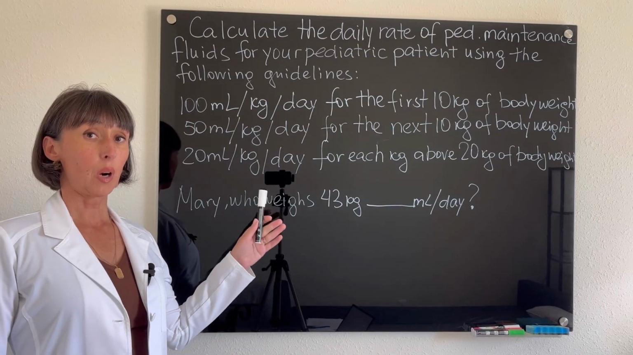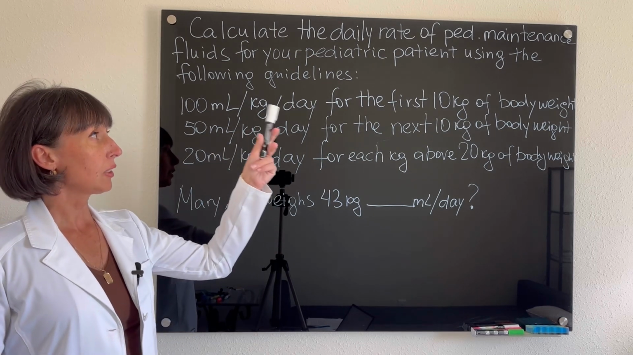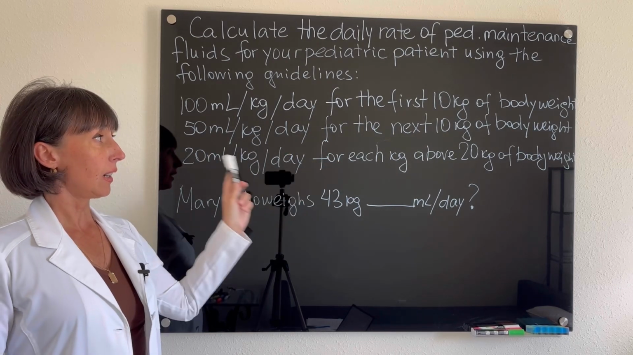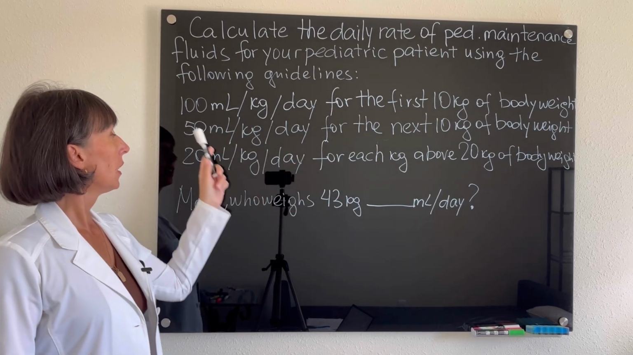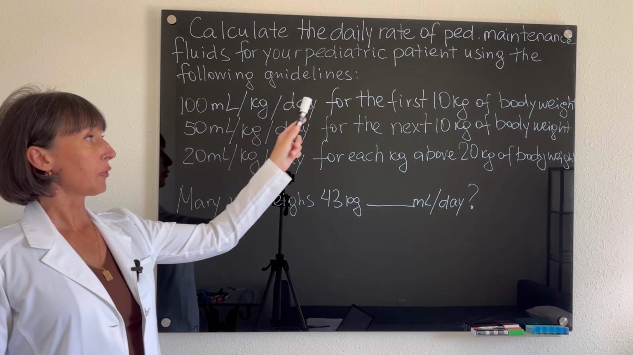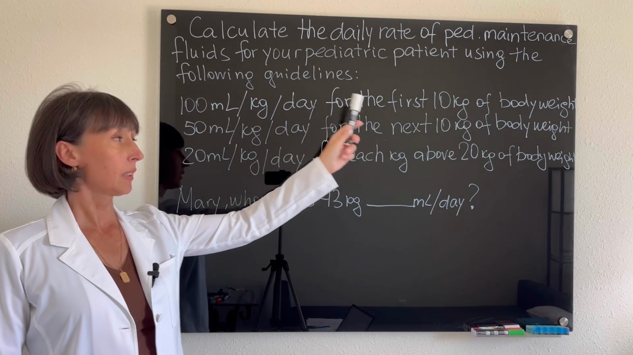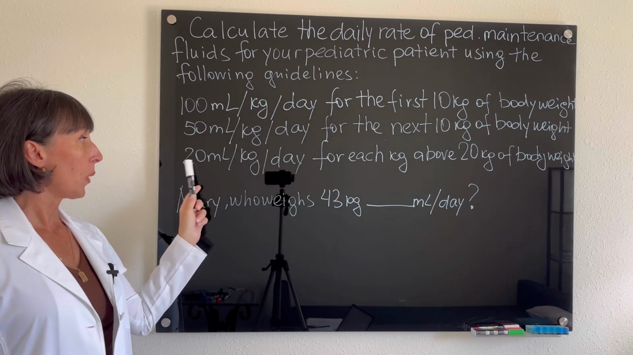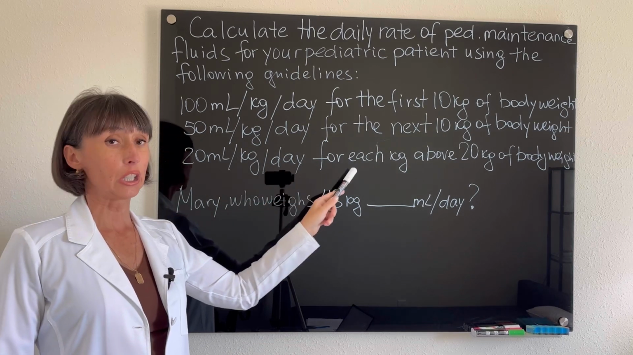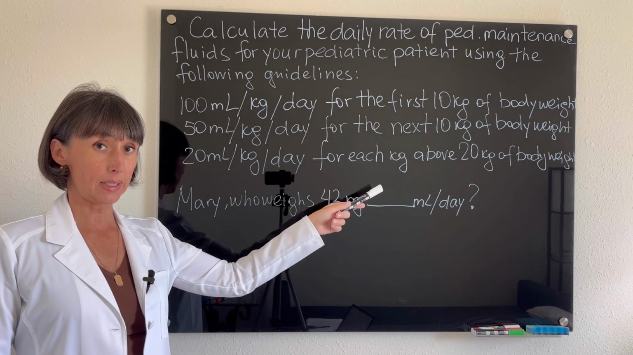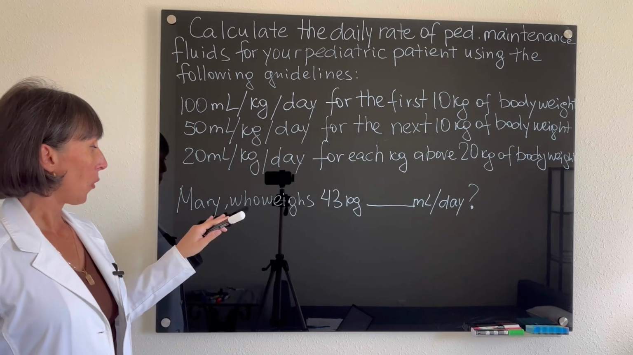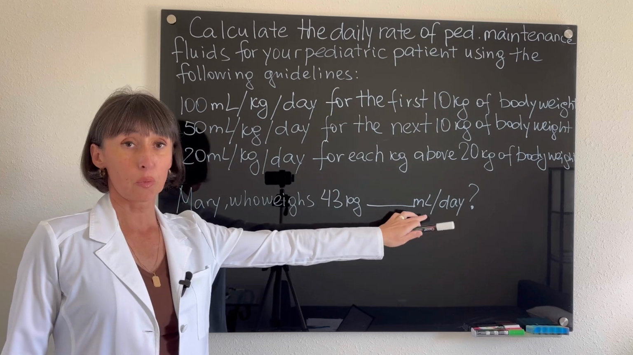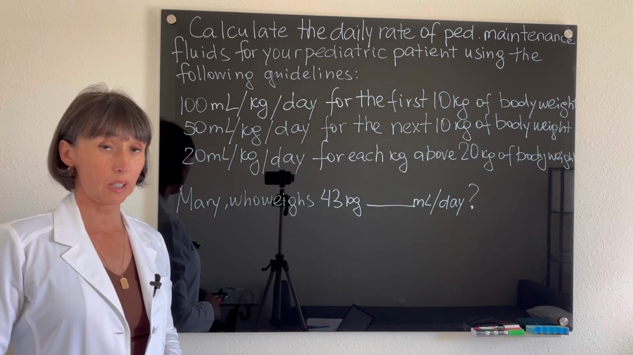This is a very different problem. Here we're calculating daily rate of pediatric maintenance fluid for your pediatric patient. And the guidelines are given here how to calculate it. 100 milliliters per kilogram per day for the first 10 kilograms of body weight, 50 milliliters per kilogram per day for the next 10 kilograms, and 20 milliliters per kilogram per day for each kilogram above 20 kilograms of body weight. So our patient, Mary, weighs 43 kilograms. Let's figure out how many milliliters per day of fluid should Mary be receiving.